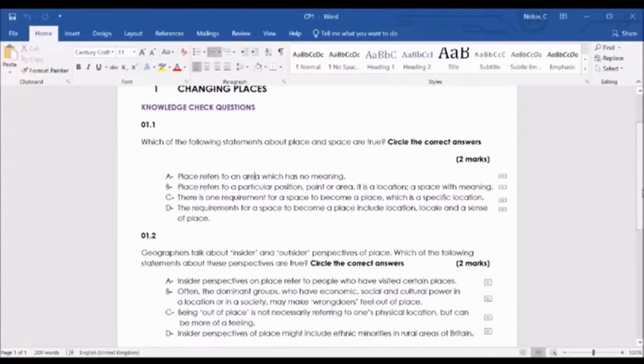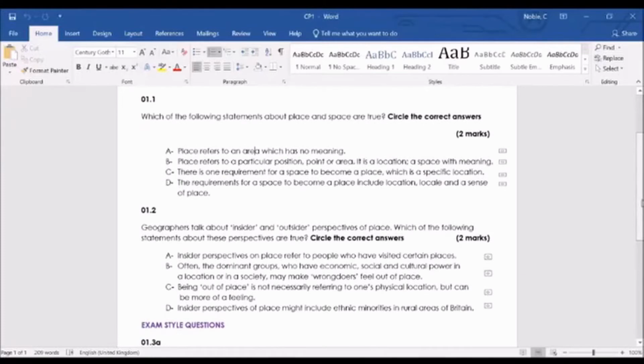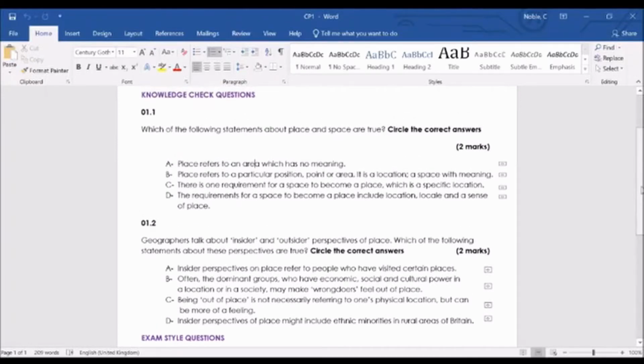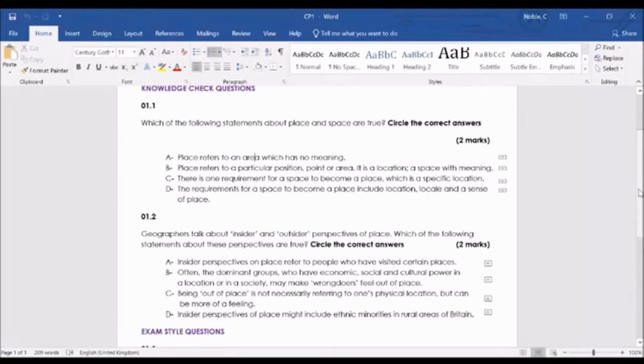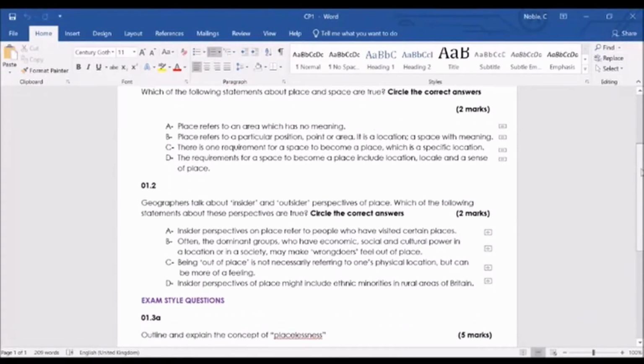First two questions on here are just checks of your knowledge. So you can see that both of them are multiple choice. The first one asks you to choose two correct answers, and the question is about which of the following statements about place and space are true. So you should refer back to your definitions of place that you'll have from your very first lesson notes.